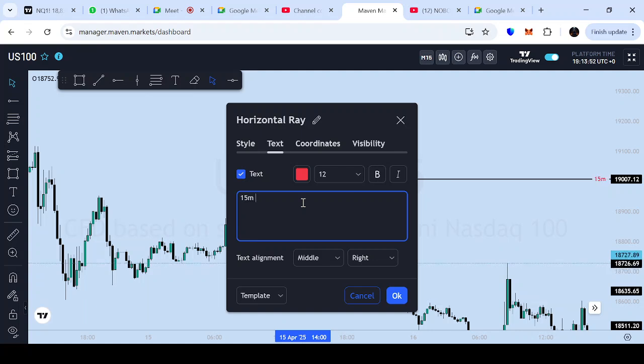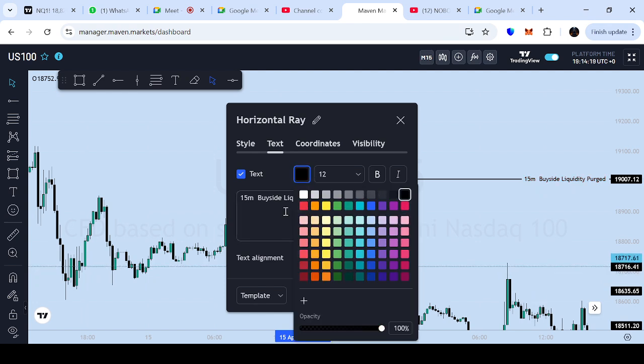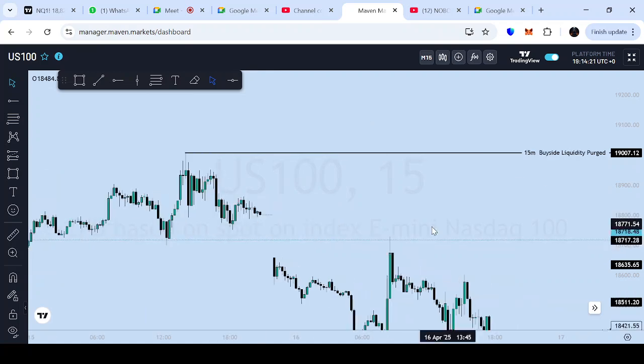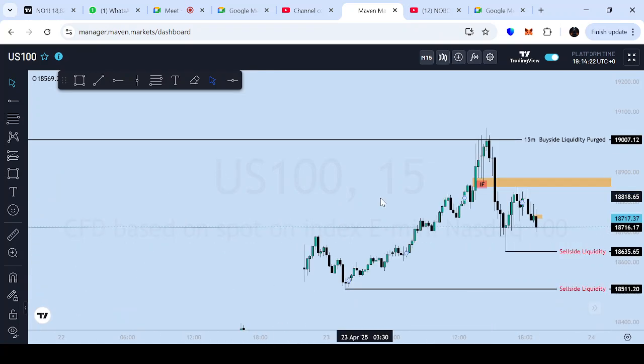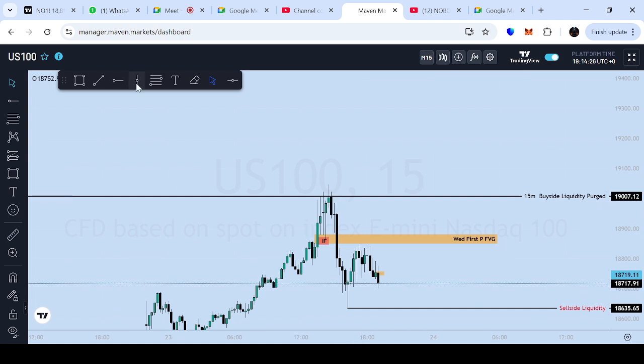First, you look for the first price fair value gap. Then, with the direction of the market, you have to have a narrative of where price is going first, which is going to seek a liquidity at that time of the day. This 15 minutes buy side liquidity has been purged. You can change the color there. You can see where price took it out.